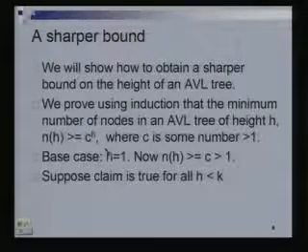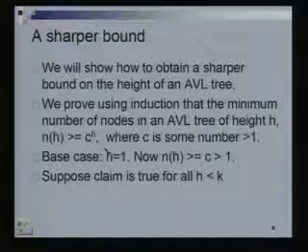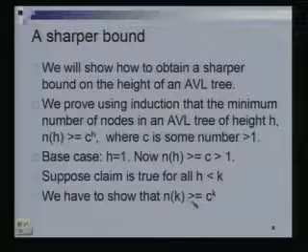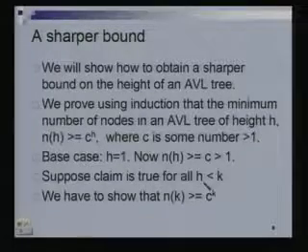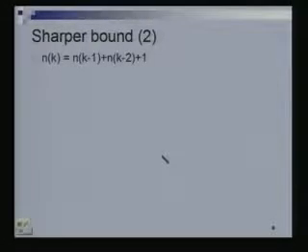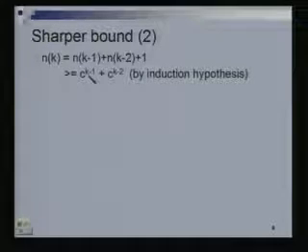Suppose the claim is true for all h less than k, and let's try and prove it for h equals k now. So we have to prove that n of k is greater than or equal to c to the k. We come back to this base case in a minute. So recall this was our recurrence relation: n of k equals n of k minus 1 plus n of k minus 2 plus 1. Our induction hypothesis says that n of k minus 1 is at least c to the k minus 1, n of k minus 2 is at least c to the k minus 2, and I've ignored the plus 1. So actually I can say that this is strictly larger. I'll just ignore that plus 1 again.